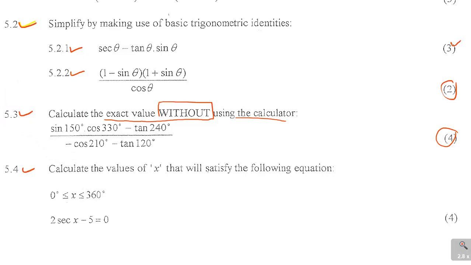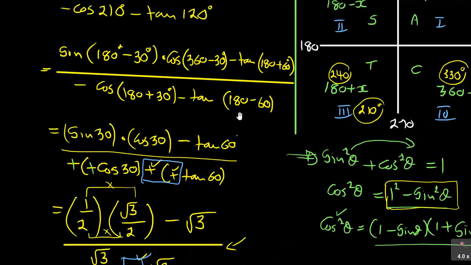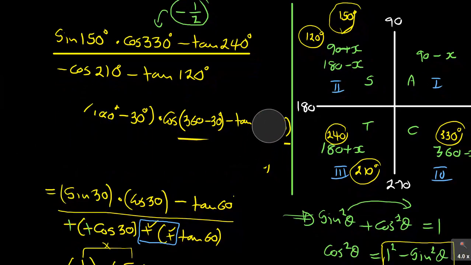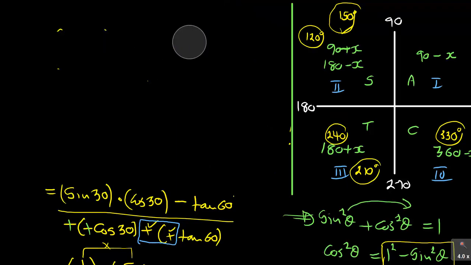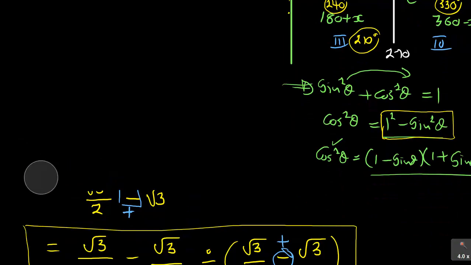We are looking now at 5.4. It says calculate the values of x that will satisfy the following equation, and then you are given this: 0 is less than or equal to x, x is less than or equal to 360, and then you are given 2 sec x minus 5 is equal to 0. So now I need to work on this question again. I'm going to maintain my CAST diagram, and I'm not going to take out everything. It might need a small space, so I'm just going to leave everything down there.